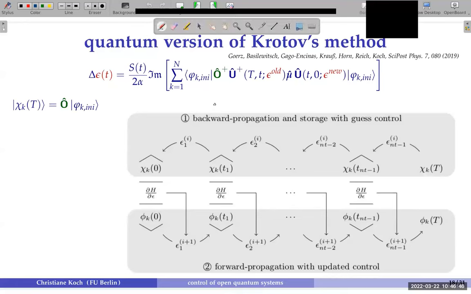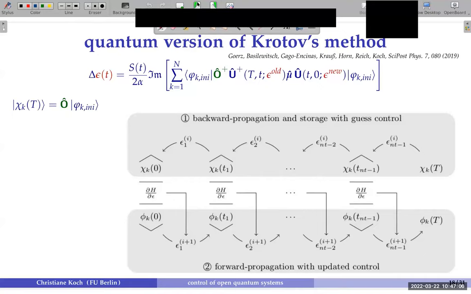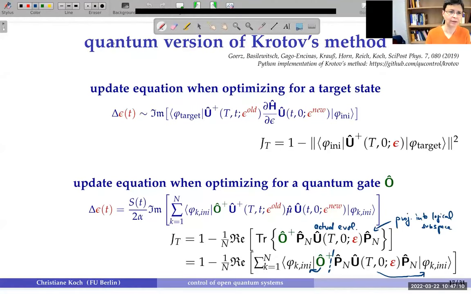There's a quick question in the chat. It's asking about the update equation for the control. It looks like there's an epsilon nu on the right-hand side for the update. Does that mean that this is an implicit equation or not? That's a very good question. Yes, it is an implicit equation. What this delta epsilon here means really is that this is epsilon nu, which we do not yet know, minus epsilon old. So indeed, I have epsilon nu on the left-hand side of the equation and on the right-hand side of the equation.